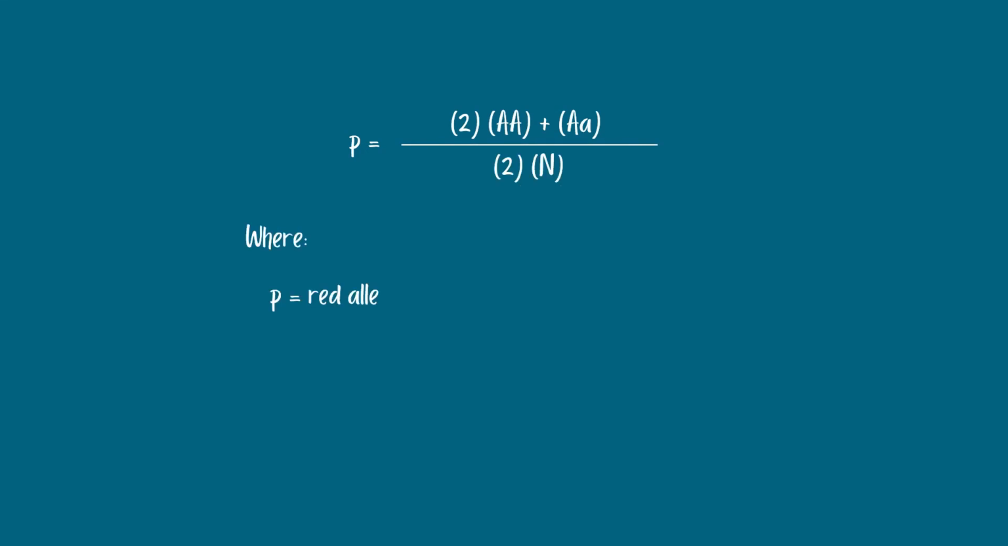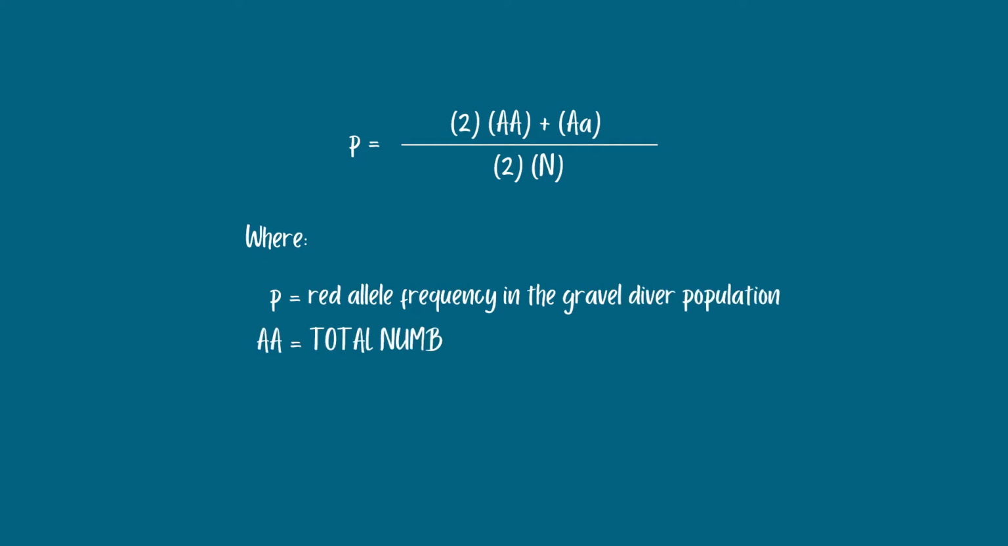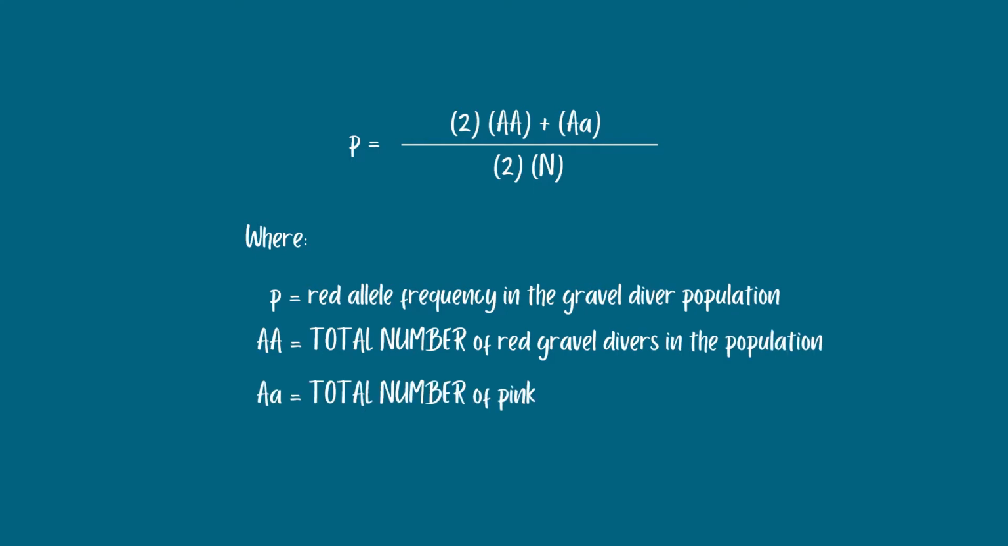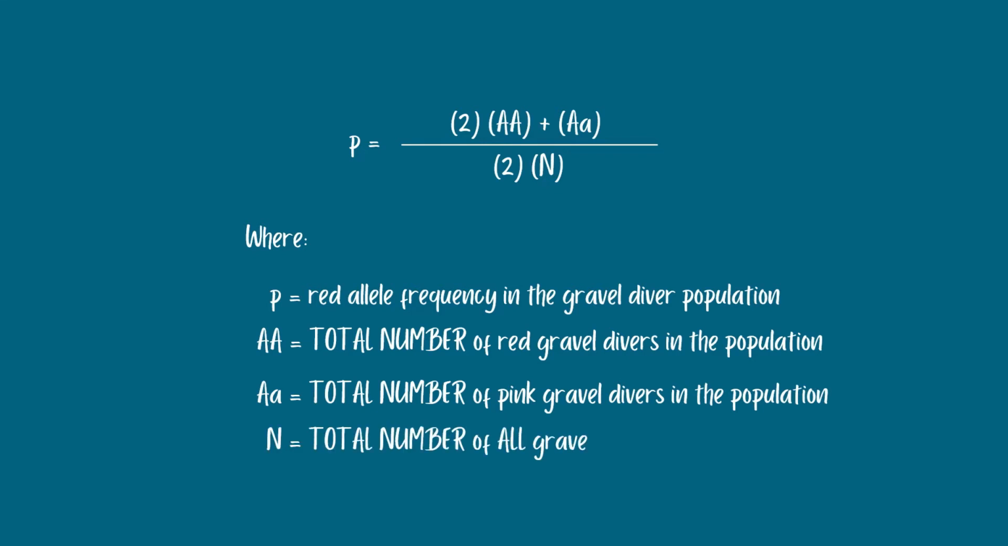With the calculated genotype frequencies, the frequency of the red capital A allele in the gravel diver population can now be calculated using this formula. p, the red allele frequency in the gravel diver population, is equal to 2 multiplied by the total number of red gravel divers in the population plus the total number of pink gravel divers in the population, over 2 multiplied by the total number of all gravel divers in the population.